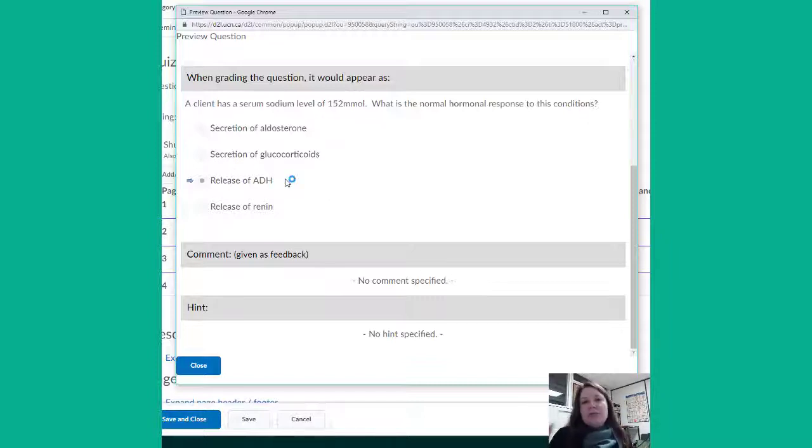So we know our sodium is high. So if we release ADH, that's an antidiuretic hormone. So that's going to hold on to our water, right? It's going to stop our kidneys from letting all of our water go, which means we're going to increase the fluid levels, right? We're going to hold on to our water, which will dilute that level of serum sodium and decrease it. So the correct answer was release of ADH. And you guys did pretty well on this one.